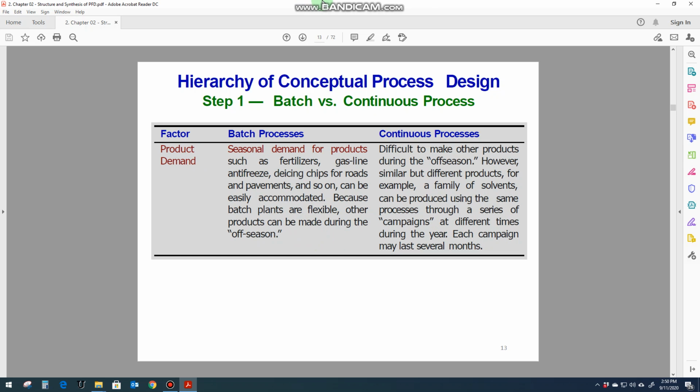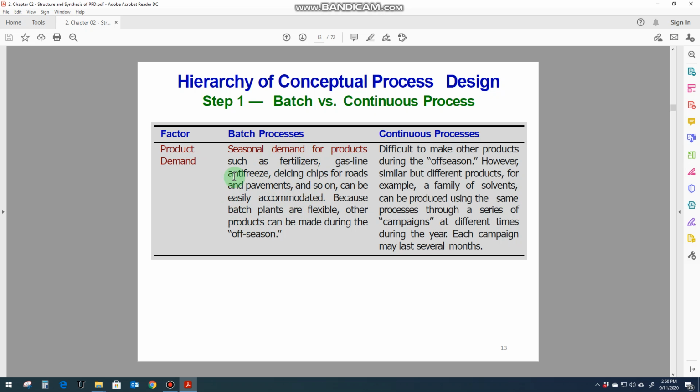Product demand. Seasonal demands for products such as fertilizers, gasoline, antifreeze, deicing chips for roads and pavements, and so on can be easily accommodated because batch plants are flexible, or some other products can be made during the off-season. So depending on the demand of the product, we can have batch processes. In the case of fertilizer industries, we can have batch processes, or they can be used for the production of antifreeze during the winters, deicing chips for roads and pavements as required.